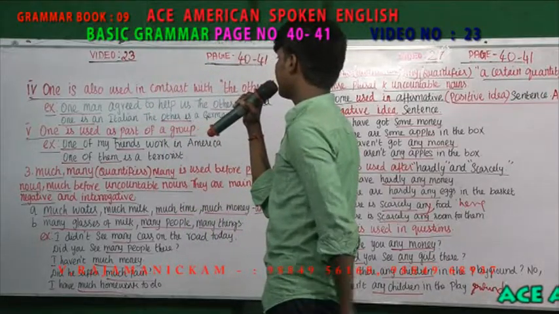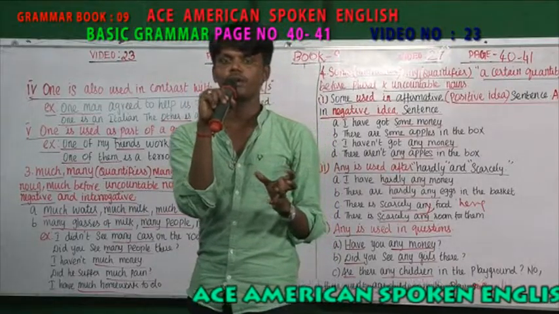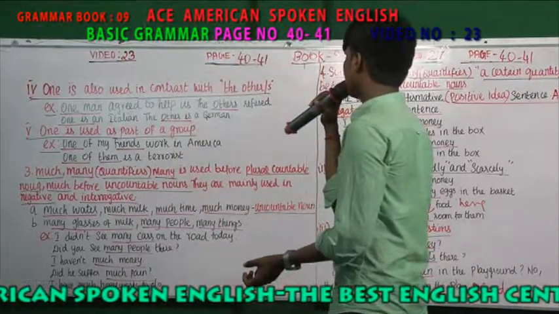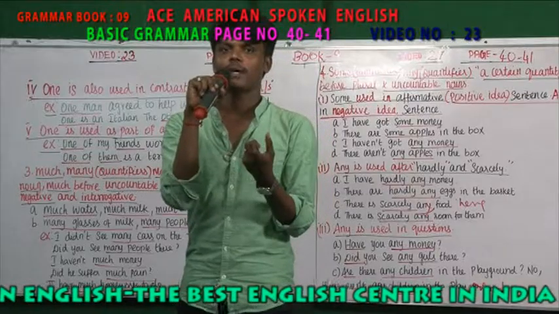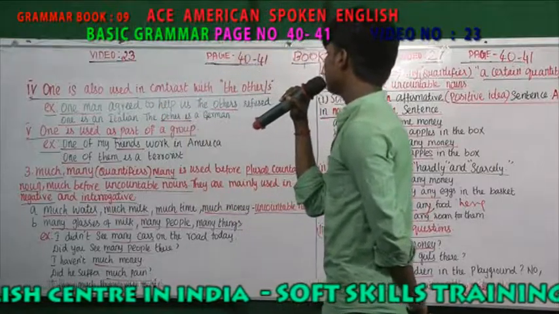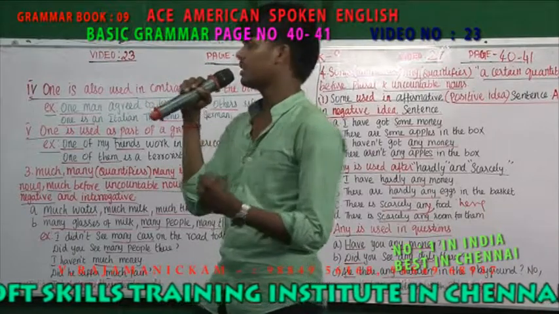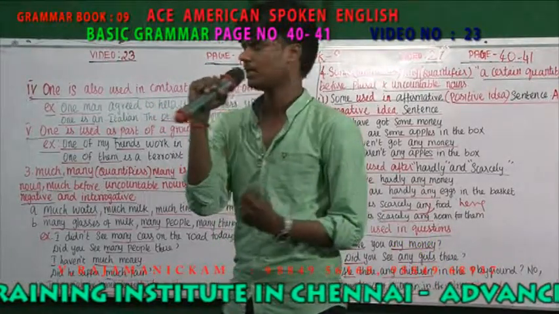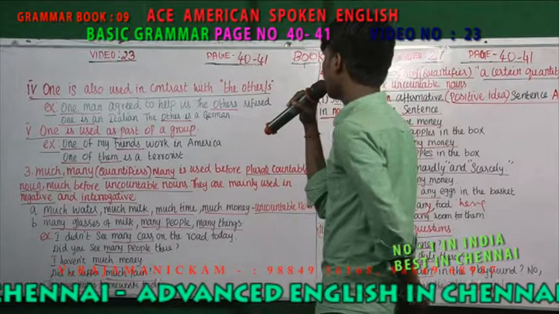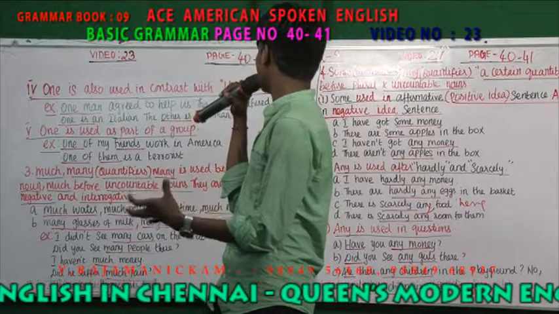Another one where we can use much and many. Much and many we can use to mention some quantities. Much is used with uncountable nouns, many with countable ones. For example for much: I can drink much water. And for many: I did not see many cars on the road today.